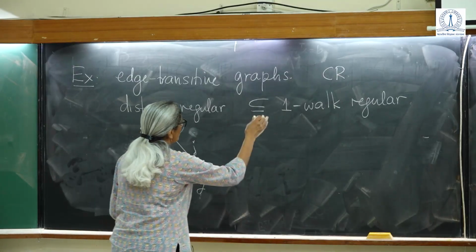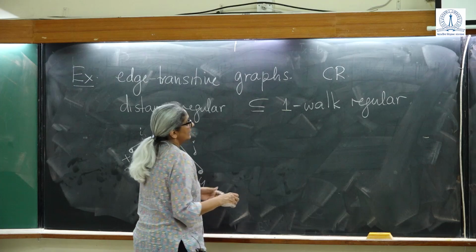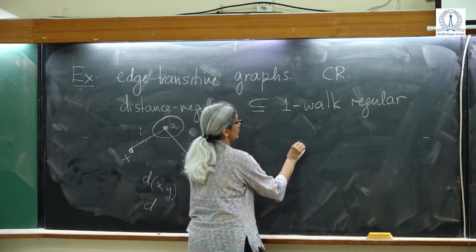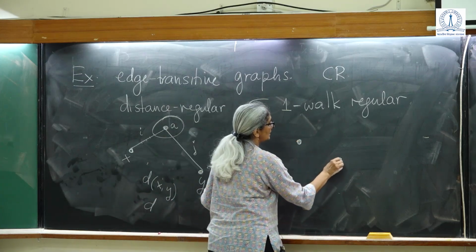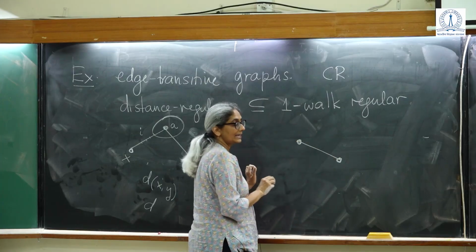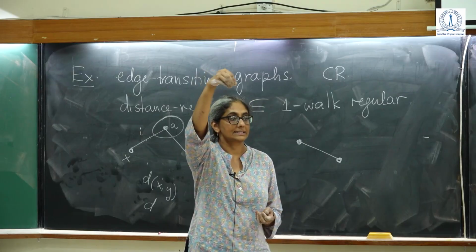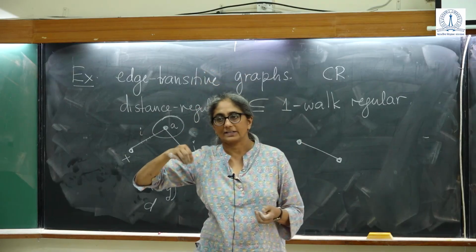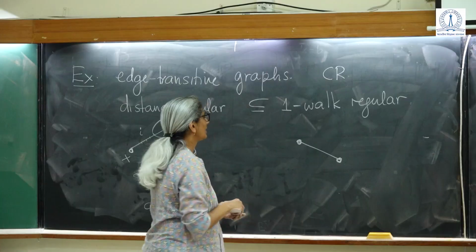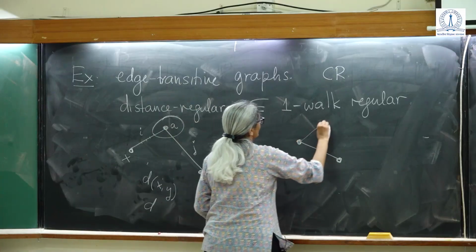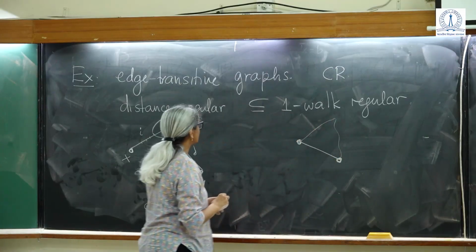And then there's something called one-walk regular, which is weaker. It is saying that if you pick two adjacent vertices, and you play the same game, you look at the number of neighbors that are distance i to this and j to that, something like that. Well, I'll look up the definition, I'm sorry. But anyway, they are also like this, okay.